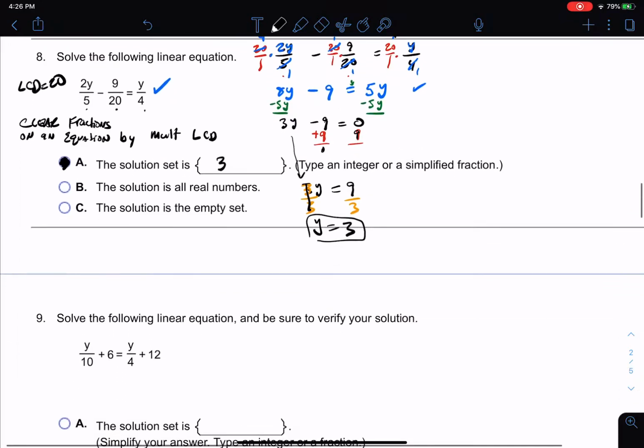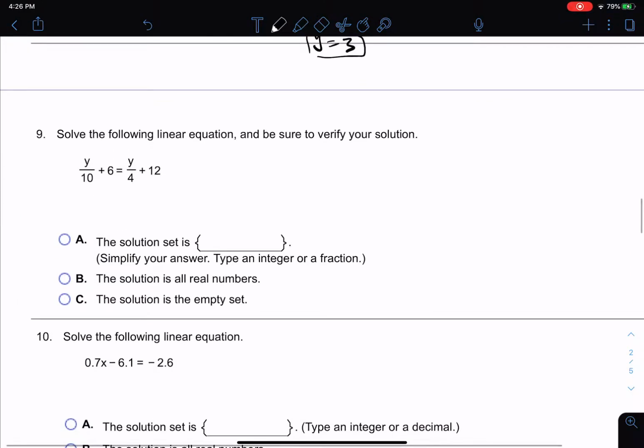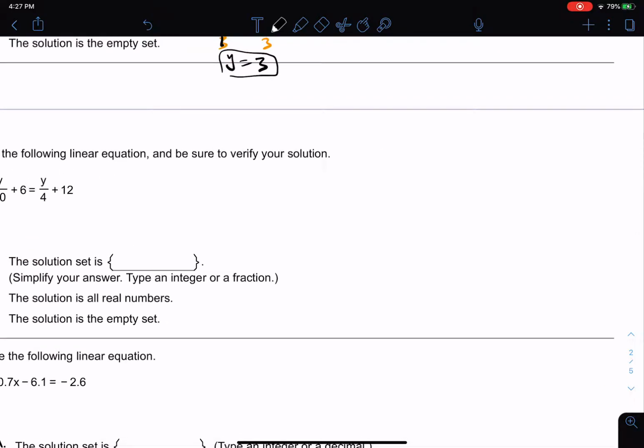All right. Another fun problem with fractions. So remember what we said. How do we solve fractions? We multiply by the LCD. So I think what I'm going to do is rewrite over here so I have a little more space to operate, kind of like last time. So what is this? This is going to be y over 10 plus 6 equals y over 4 plus 12.